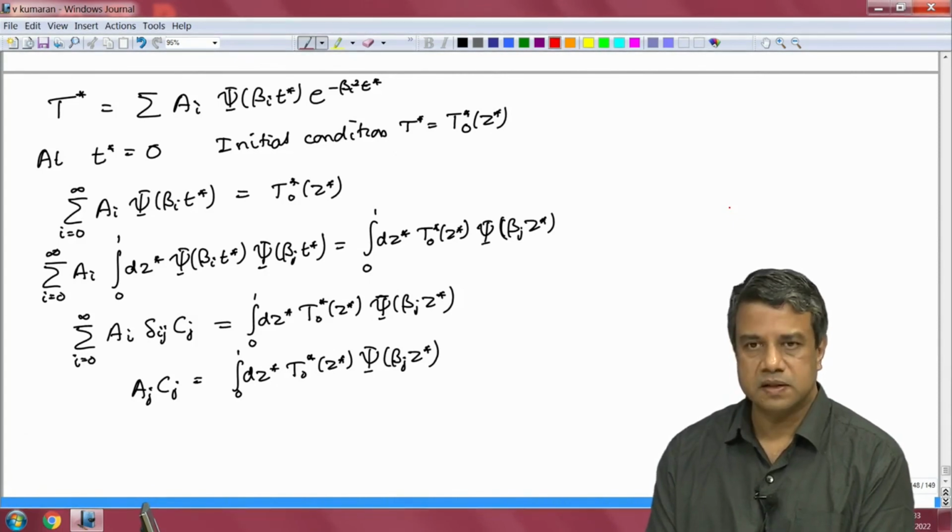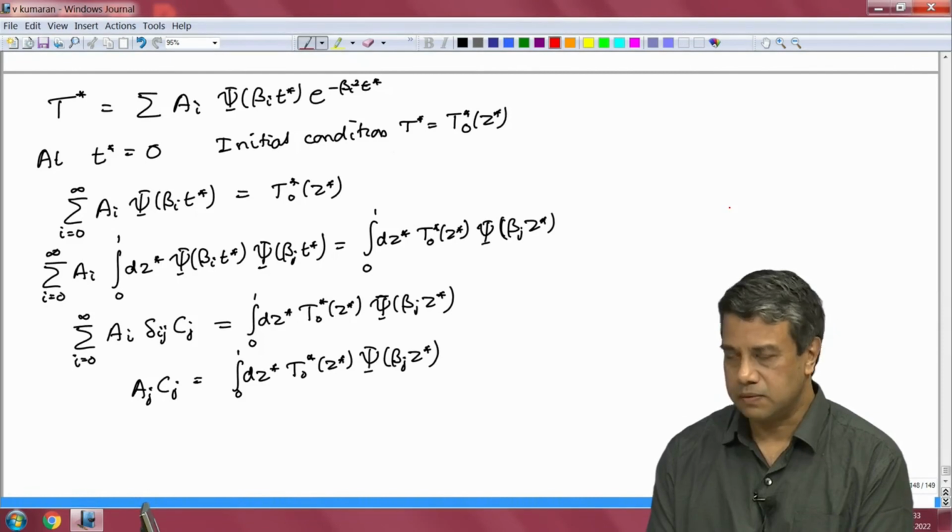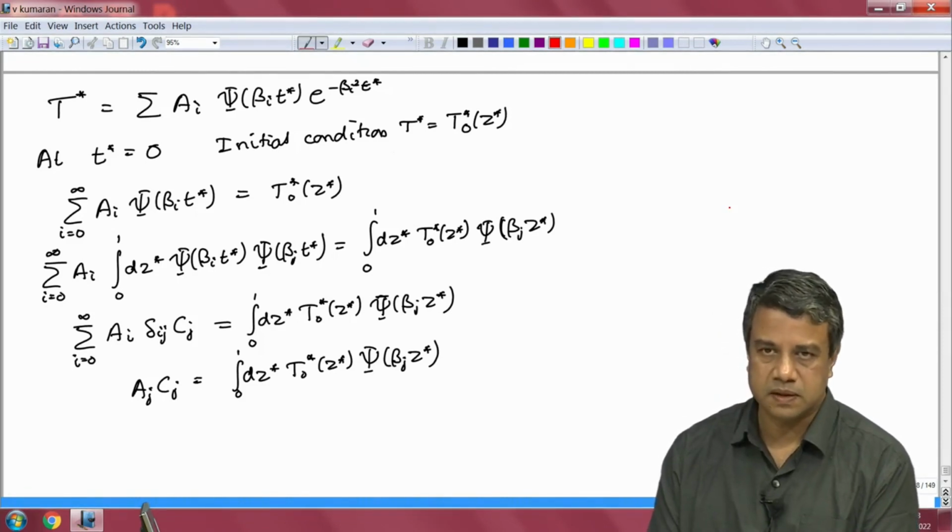So, this completes our discussion of transport in a Cartesian coordinate system, and I will go on to a curvilinear coordinate system in the next lecture.